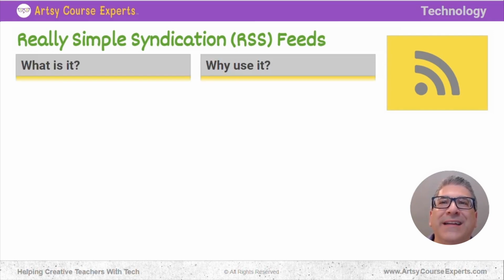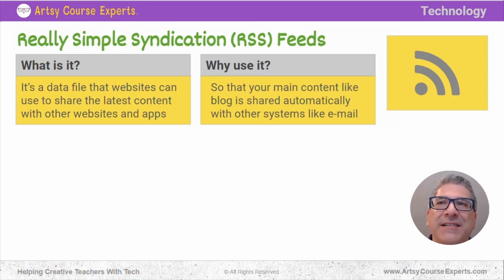First of all, what is RSS? RSS is Really Simple Syndication. It's a file type that's used between systems. So let's get a little bit more detailed. It's a data file that websites can use to share the latest content with other websites and apps.